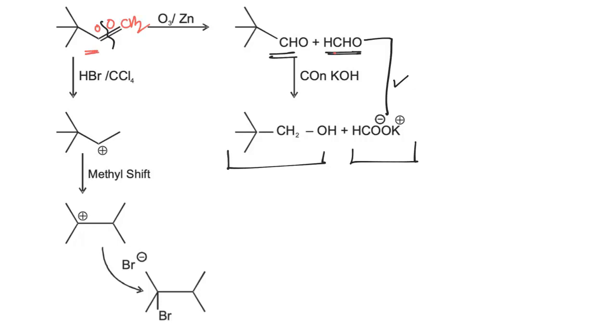Now this molecule on treating with HBr and CCl4 will form a carbocation. Now there is a possibility of methyl shift, because at this stage the carbocation has only 3 alpha hydrogens, but if methyl shift takes place, this carbocation has a total of 7 alpha hydrogens. So to gain stability, methyl shift takes place. Now Br negative attacks the more stable carbocation to give the final product, and this is similar to the product given in option B, and hence option B is correct.